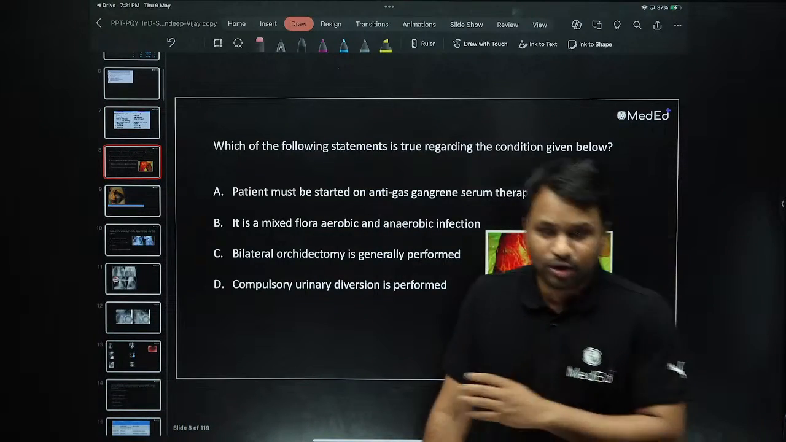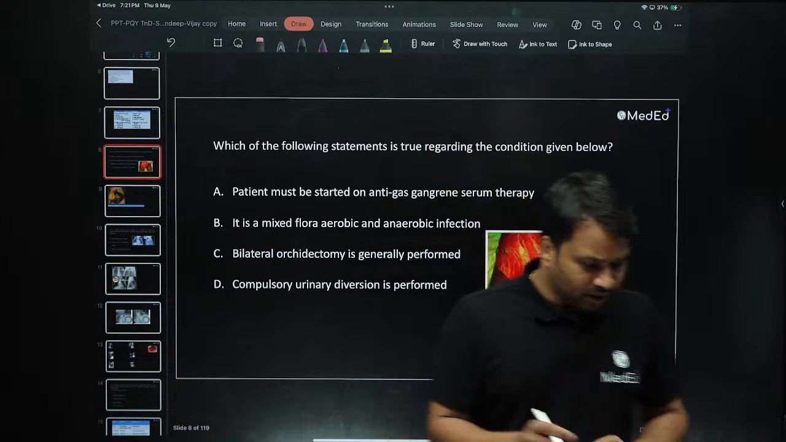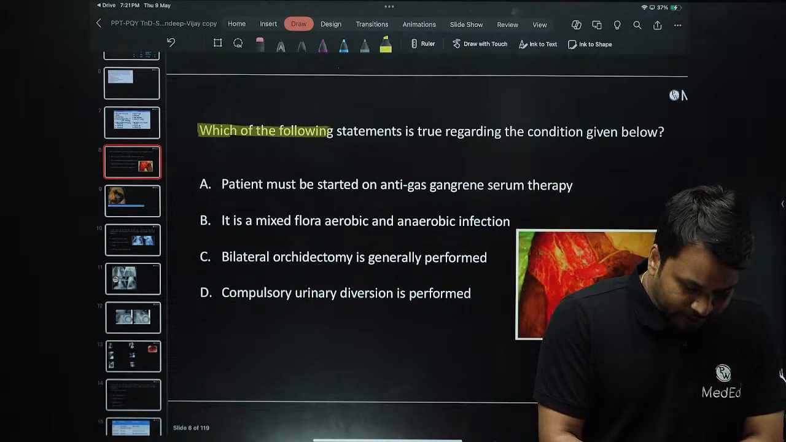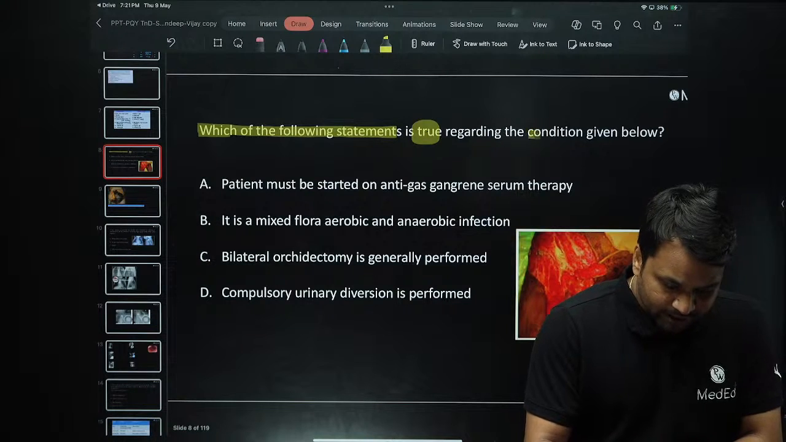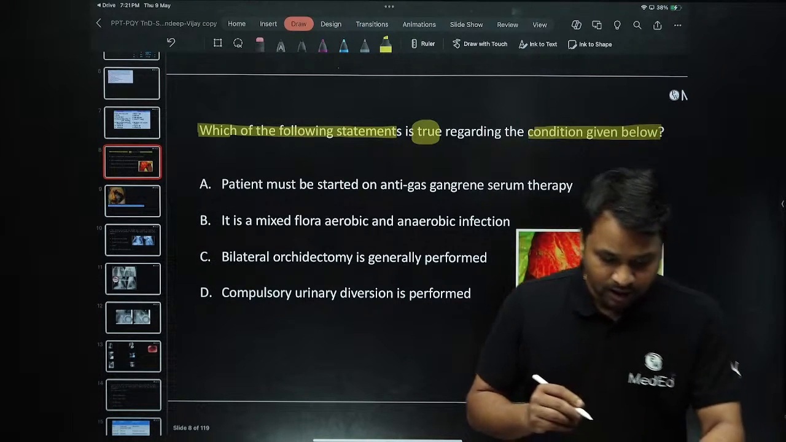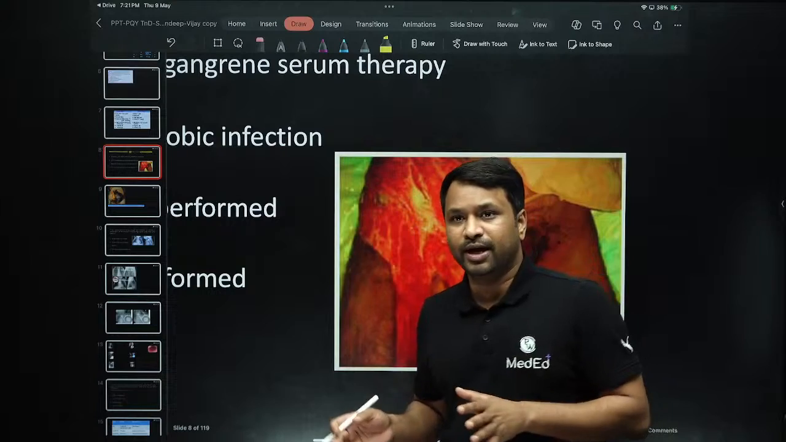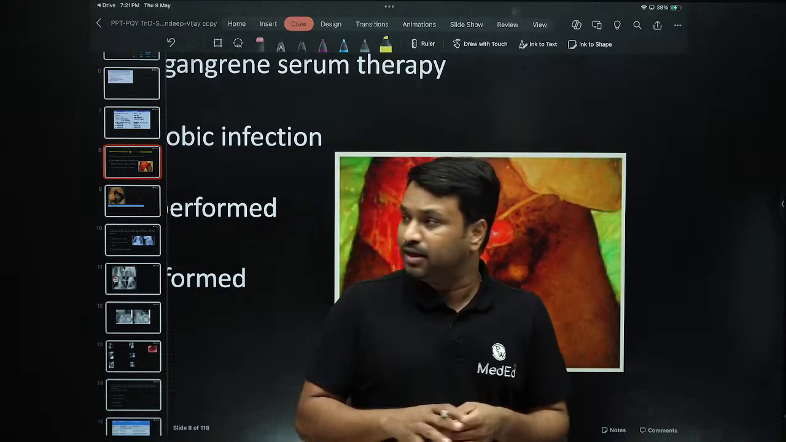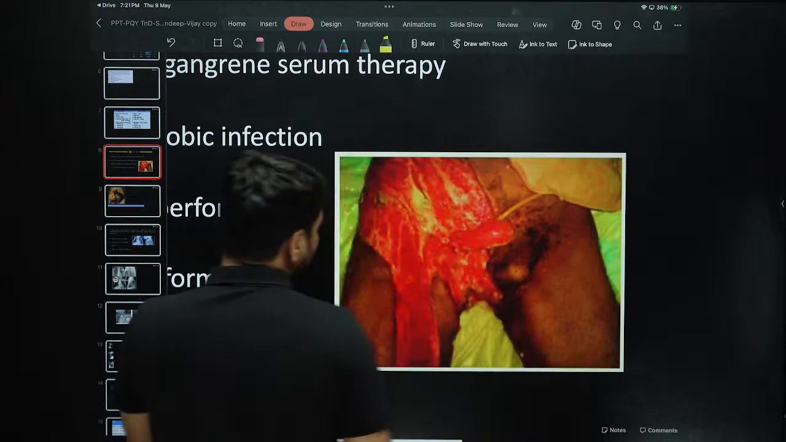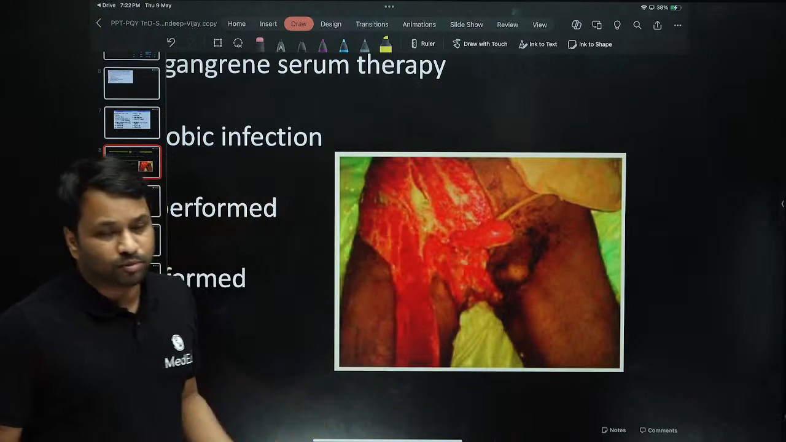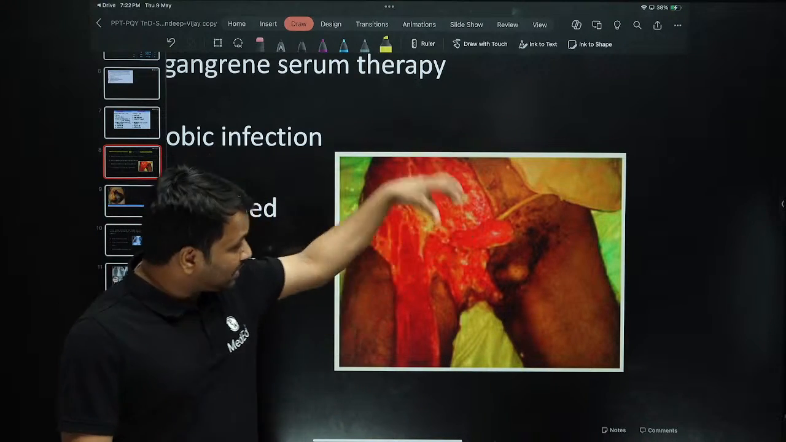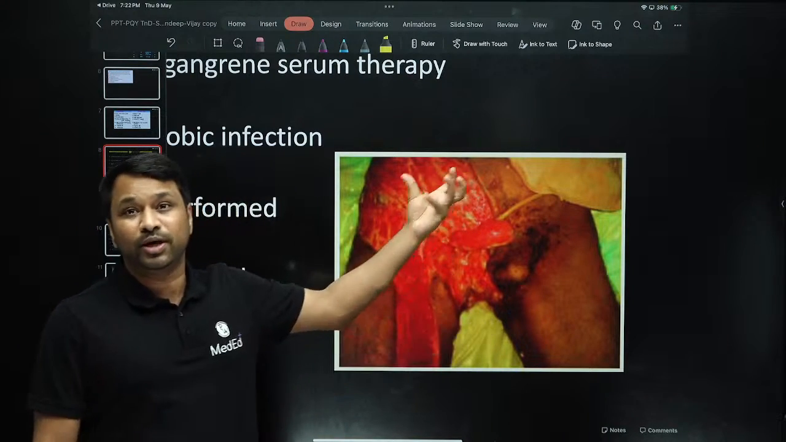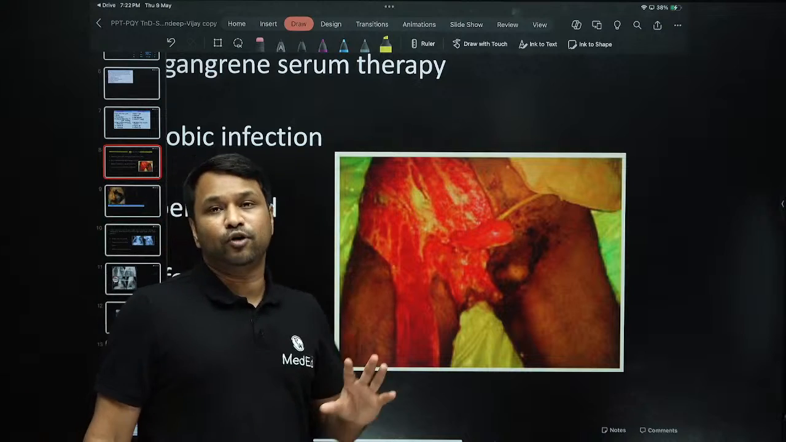Now, let's move on to question number 2. It says, which of the following statements is true regarding the condition given below? If you look at the condition given below, it looks like a Fournier's gangrene which has completely disintegrated. There is involvement of the perineum and the abdominal wall. If it is only the abdominal wall going downwards, it can be a Meleney's ulcer. If it involves only the perineum and then goes into the abdomen, it could be a Fournier's also.